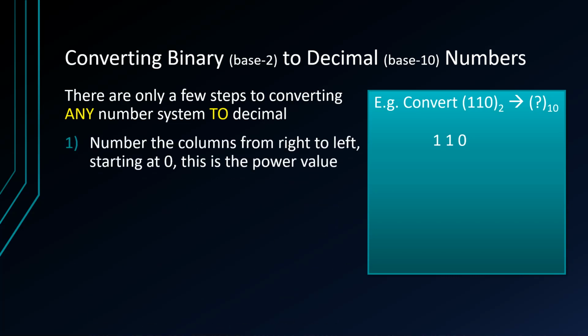Step number 1. Number the columns from right to left starting at 0. This is your power value. This is our column representation. 0, 1, 2. Easy peasy.